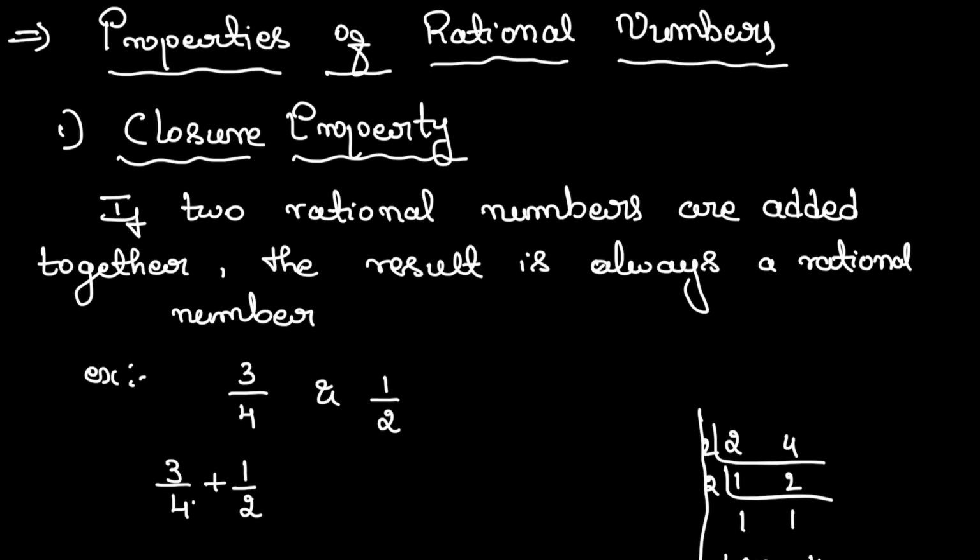Write the 4 here. Divide 4 by each denominator. LCM numbers you should divide in the denominator. 4 divided by 4 is 1, 1 times 3 is 3. 4 divided by 2 is 2, 2 times 1 is 2. So we'll get 5 by 4. Yes, 5 by 4 is in the form of P by Q, correct? So P by Q we call it a rational number. The closure property holds good for the addition of any two rational numbers. The result is also a rational number.